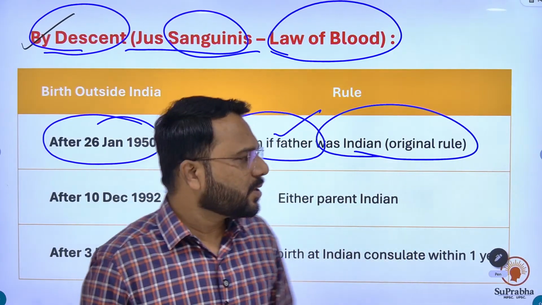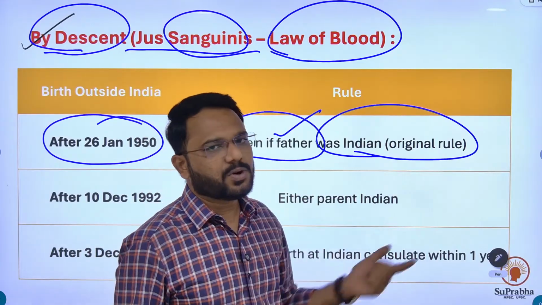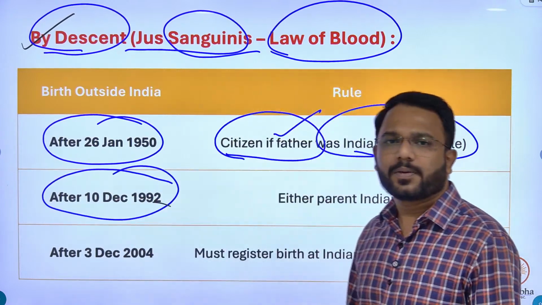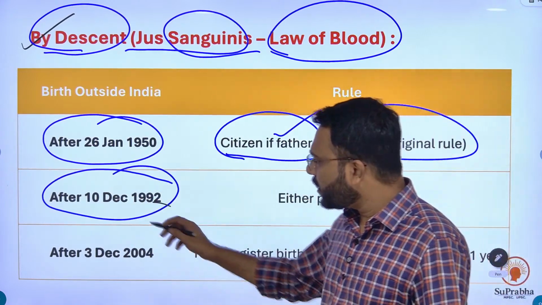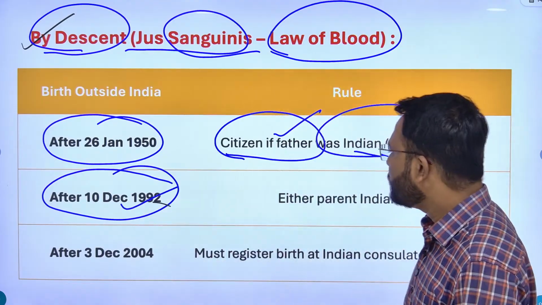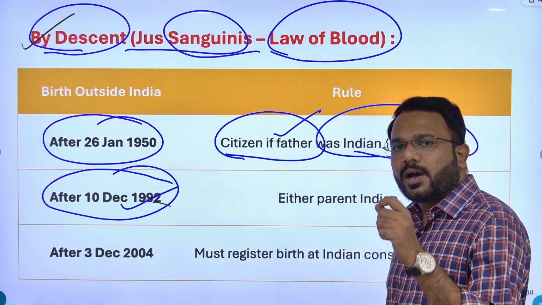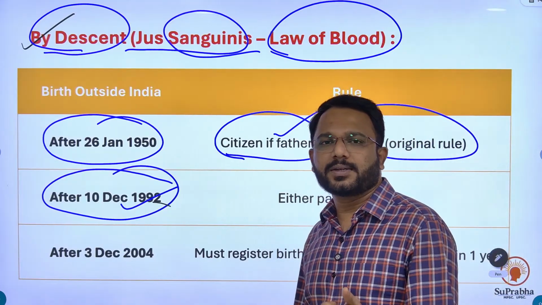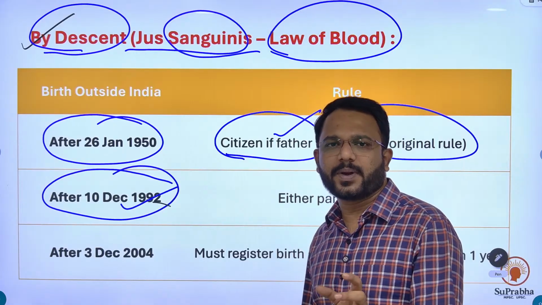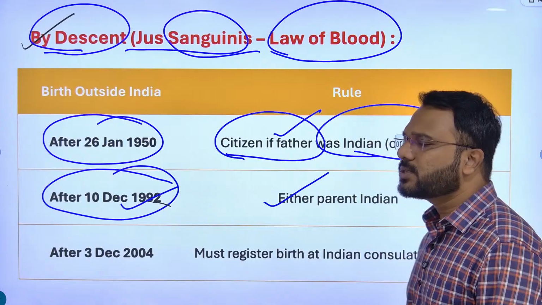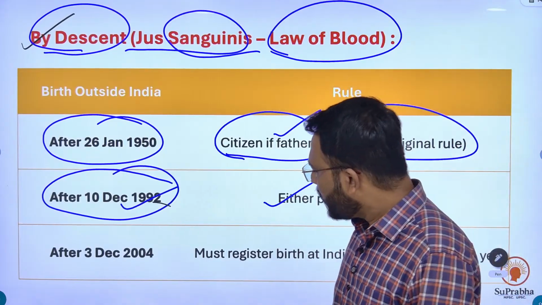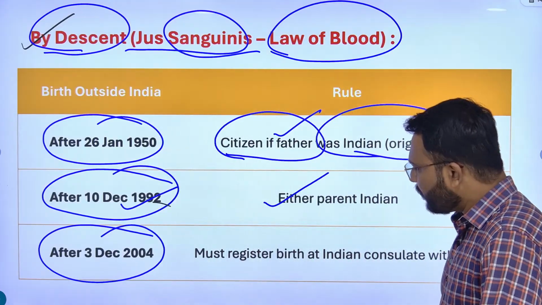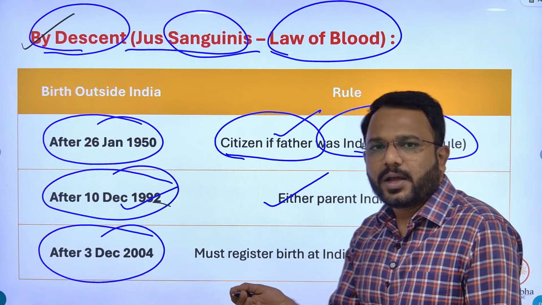So there was a discrimination on the basis of gender, and it was rectified in the coming amendment in 1992. After 10 December 1992, a change was introduced, and a child who is born outside India and either of whose parents is an Indian, that is, one of his parents is Indian, would be granted the citizenship of India.